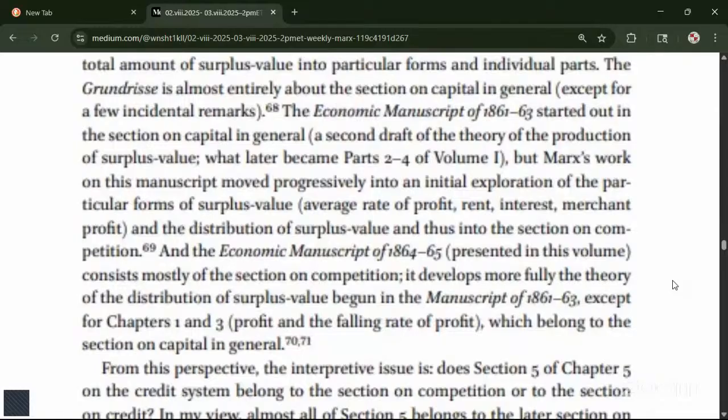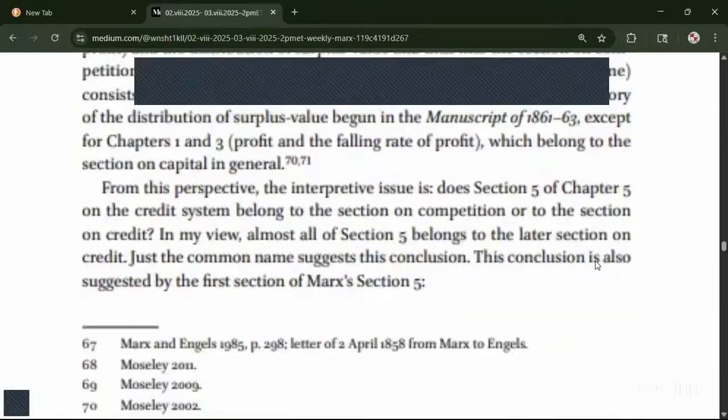Footnote 69. And the economic manuscript of 1864 to 65 presented in this volume consists mostly of the section on competition. It develops more fully the theory of the distribution of surplus value begun in the manuscript of 1861 to 63, except for chapters 1 and 3, that is, profit and the falling rate of profit, which belong to the section on capital in general. Now, from this perspective, the interpretive issue is this.